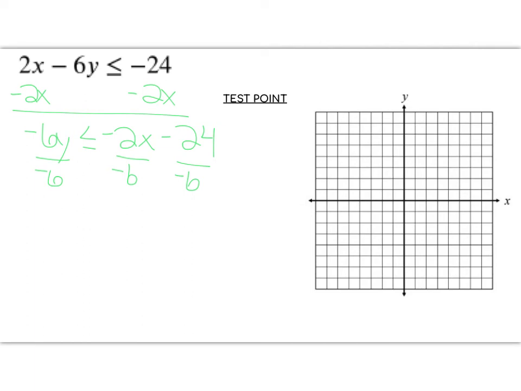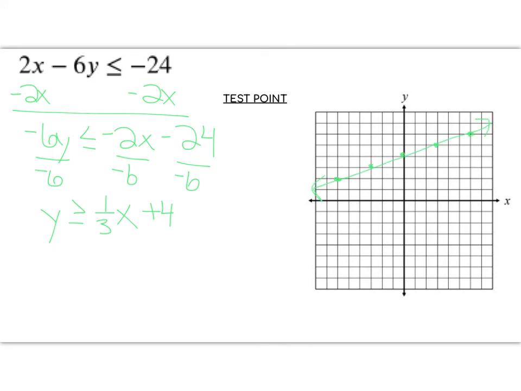And when I divide both sides of an inequality by a negative number, what do I need to do? I need to reverse the inequality, right? So this is going to become y is greater than or equal to negative 2 over negative 6, which simplifies to a positive 1/3 because a negative over a negative is a positive, and negative 24 divided by negative 6 becomes plus 4. Okay? All right, so identify the slope, identify the y-intercept, graph this line, pay attention to whether it's dashed or solid.